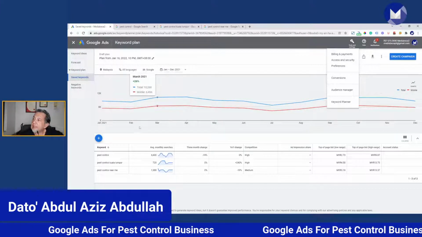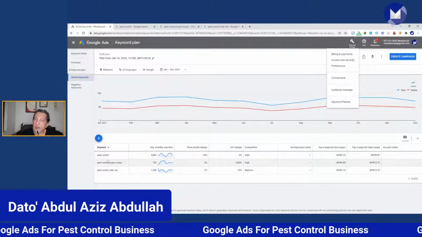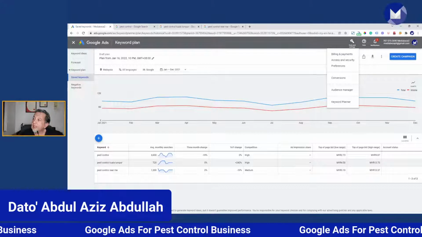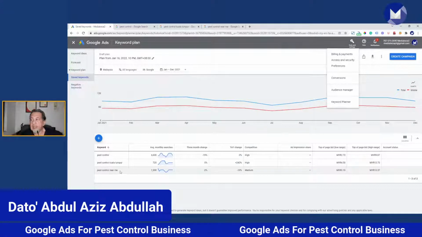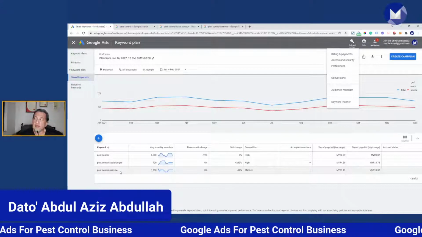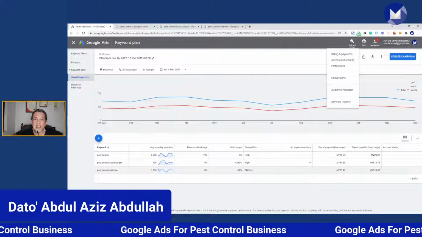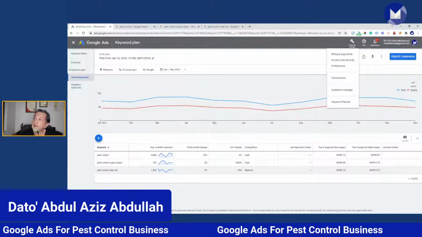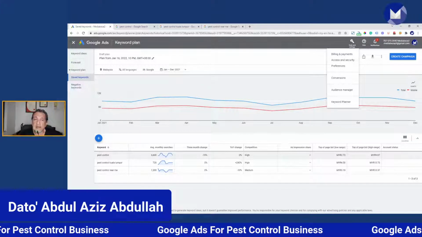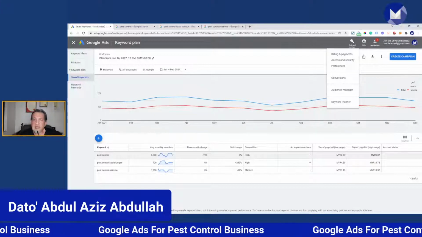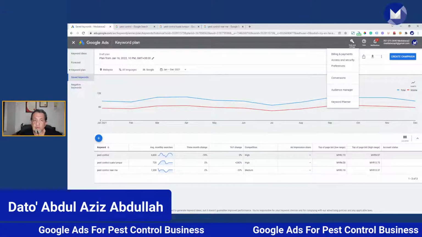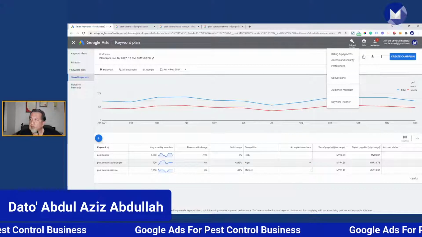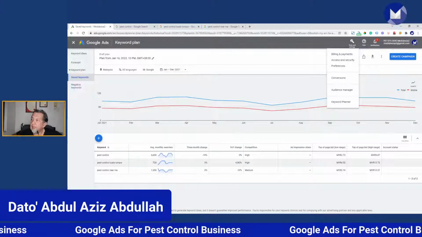So what I did was I just typed in three keywords. One is pest control, one is pest control Kuala Lumpur, which is the capital of Malaysia, and another one is pest control near me. I'm staying in the suburb of Kuala Lumpur, about 10 kilometers from the CBD, Central Business District of Kuala Lumpur. This is a typical search that people will do for pest control. I'm choosing Kuala Lumpur because it's the capital of Malaysia. You can also do whatever city you are in.